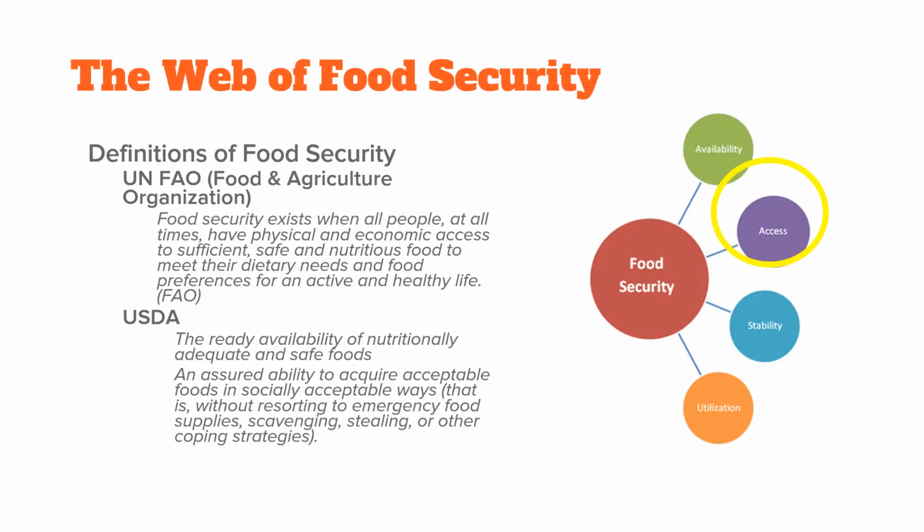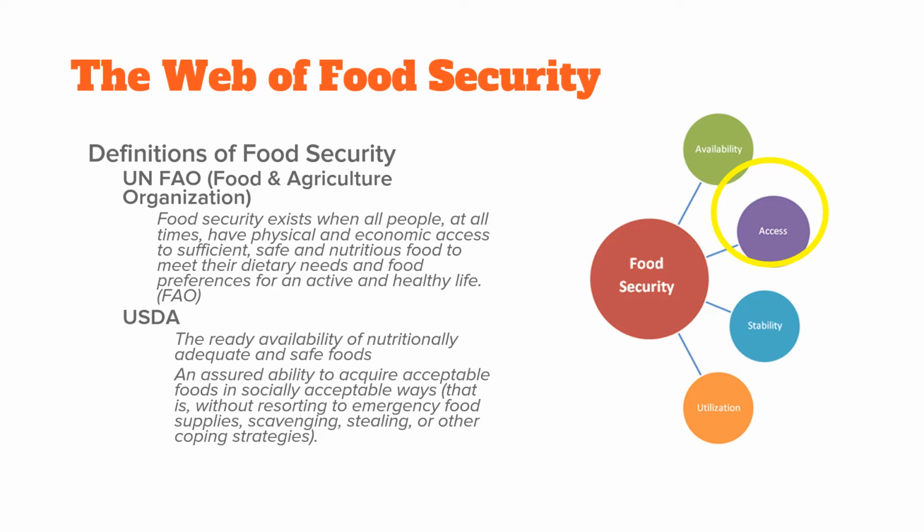Food security can be defined in a couple ways. The first is the UN Food and Agriculture Organization, which states that food security exists when all people, at all times, have physical and economic access to sufficient, safe, and nutritious food to meet their dietary needs and food preferences for an active and healthy lifestyle.